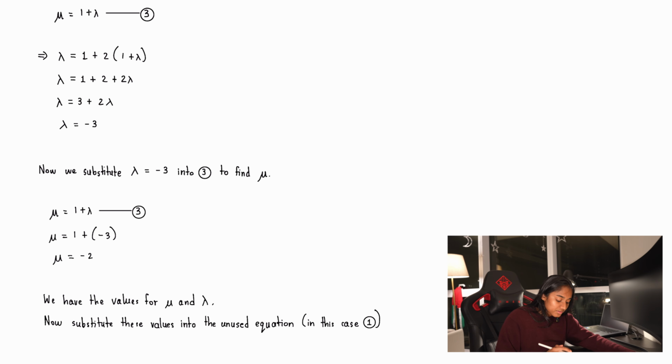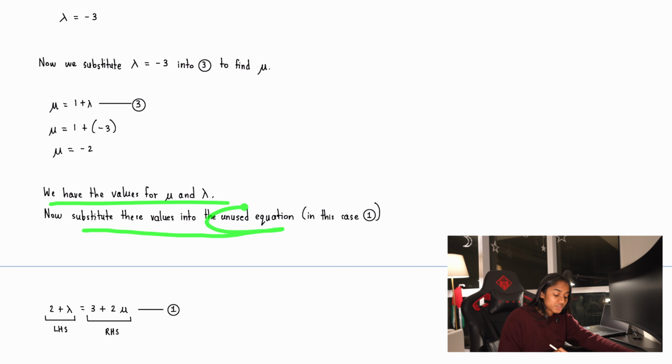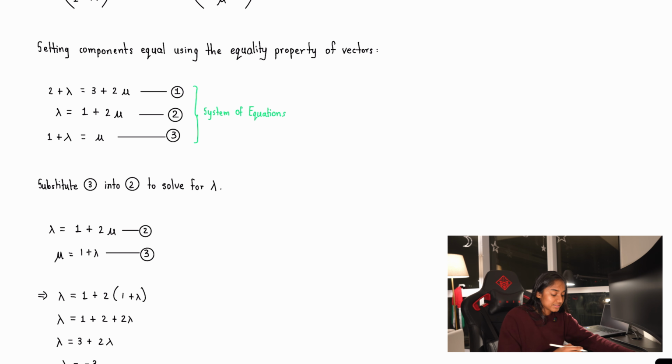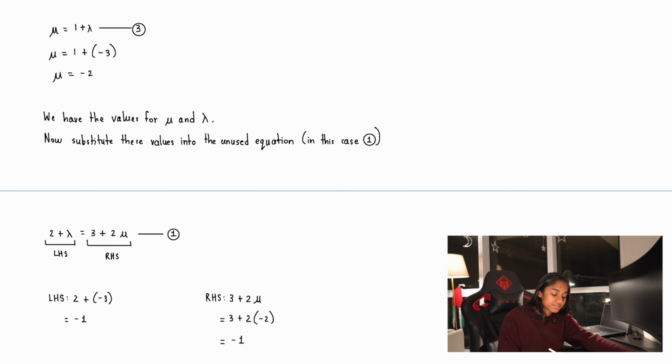Right? So now that we have the values for mu and lambda, we have to substitute these values into the unused equation. So what is the unused equation? The unused equation in this case is 1, because remember we used these two already here. Okay? So we're going to substitute the values into the unused equation into the right-hand side and the left-hand side. And if these two sides are equal to each other, then they intersect. However, if they are not equal, the lines do not intersect, okay?